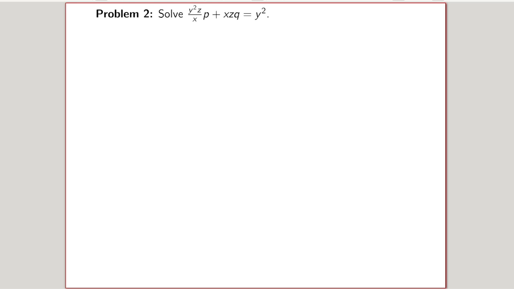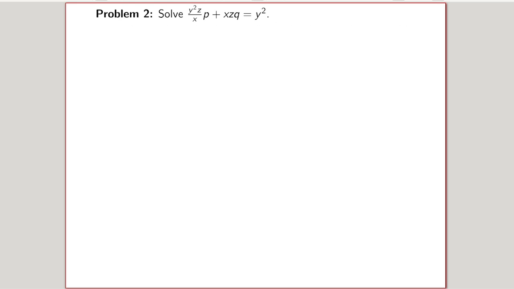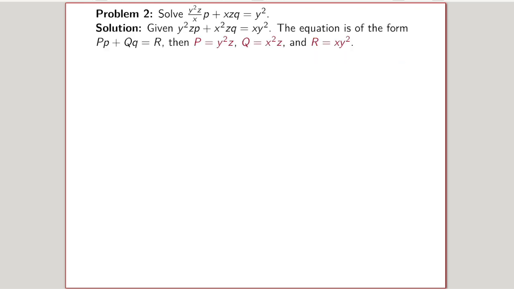So see here, the function is given as y square z by x p plus x z q is equal to y square. Since there is a division term here, I am going to multiply by x throughout in this given equation. So you will be getting y square z p plus x square z q is equal to x y square. So our capital P term will be y square z, capital Q term will be x square z, and capital R will be x y square. So that's what is written here.